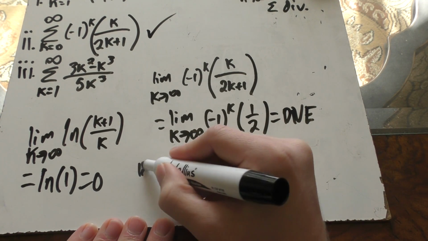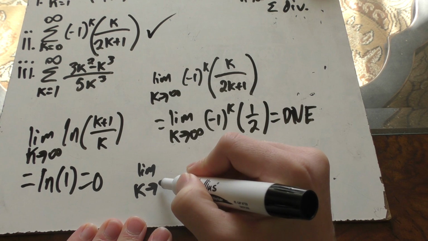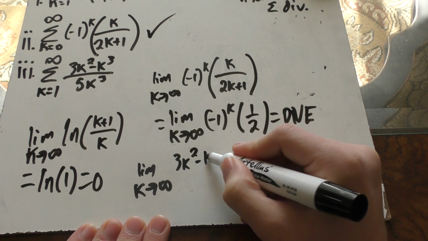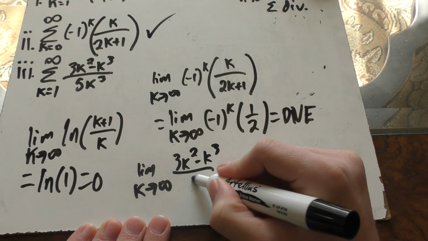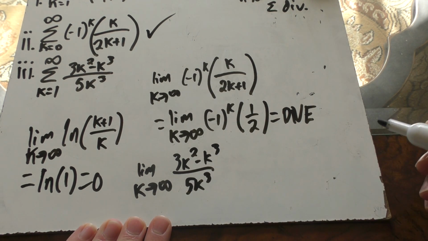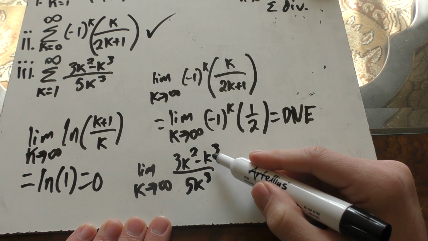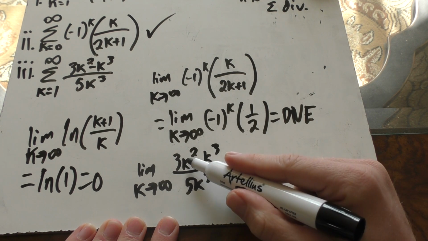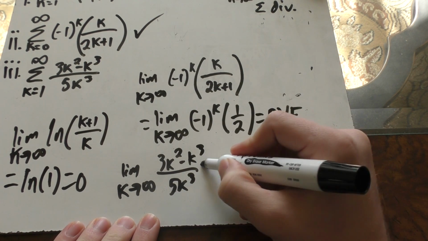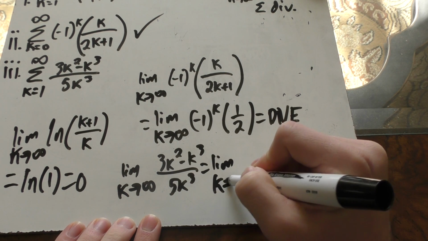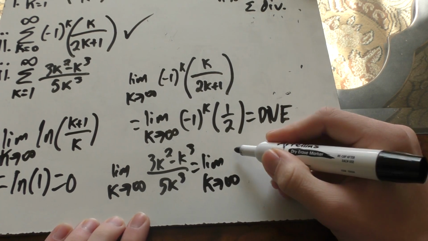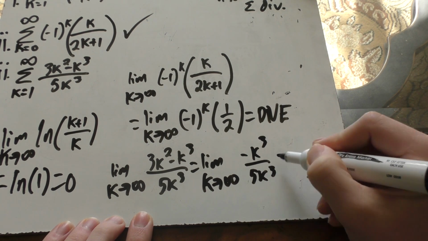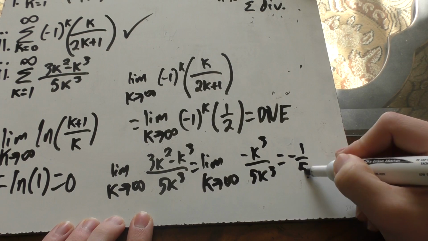For number 3, the limit as k approaches infinity of 3k squared minus k cubed over 5k cubed. Maybe one tricky thing here is that our dominating term up top is actually the second term, and the dominating term down here is this one. I think some people might have chosen 3k squared as our dominating term up top, but it's not. The limit as k approaches infinity of this one, in terms of our end behavior model, is really like negative k cubed over 5k cubed, which reduces to negative 1/5.